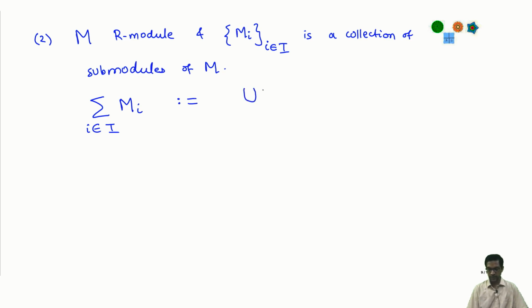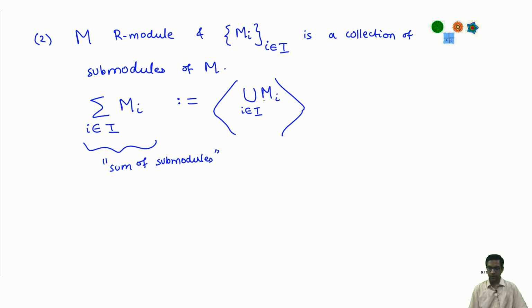This is defined as follows. I take the union of all the Mi's. Now this is just some subset of my ambient module, and I take the submodule generated by this union. So I've just defined in definition 1 what the submodule generated by a set is, and I just applied that definition. This is called the sum of the Mi's, the sum of the submodules. That's the definition. Again, it's a submodule because it's the submodule generated by a set.